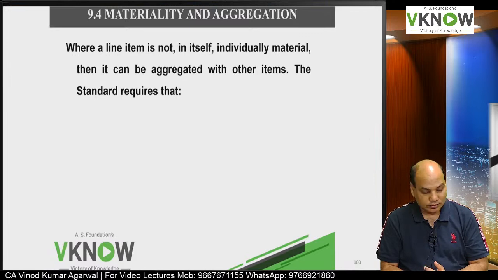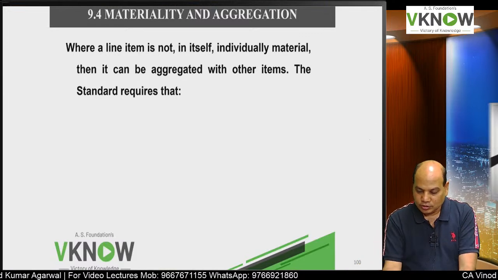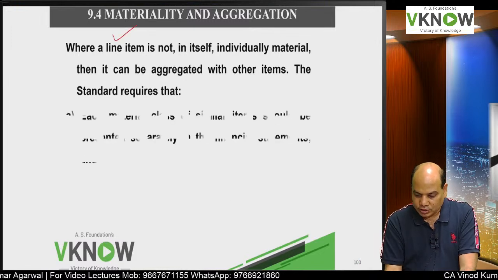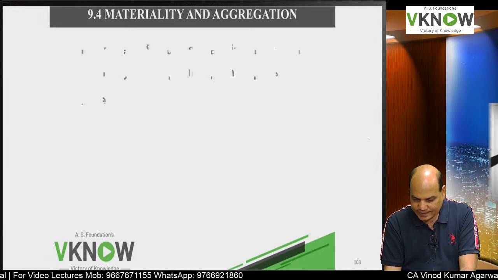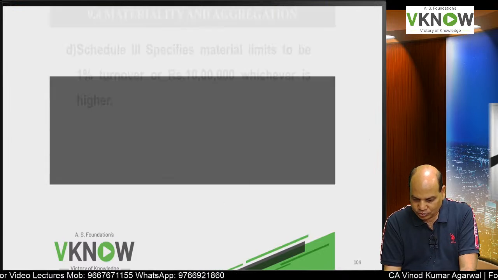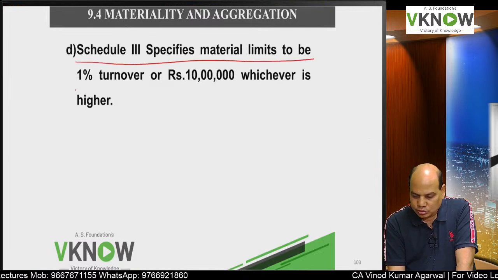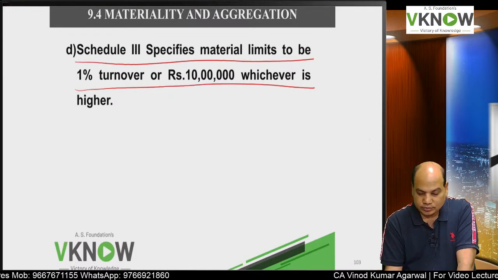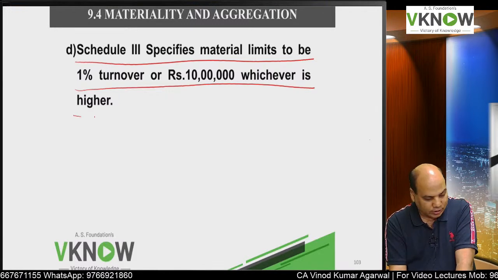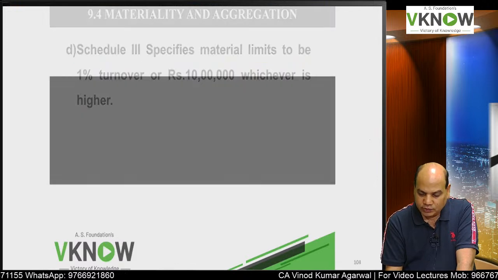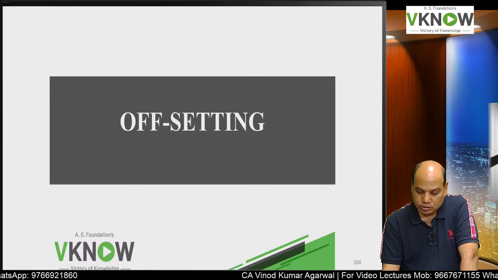Materiality and aggregation. What do you mean by materiality? Already discussed, so I am not going to repeat materiality. Only one line I had not read earlier. Even Schedule 3 gives you a materiality limit, which is 1% of turnover or rupees 10 lakh, whichever is higher. About materiality we have discussed in the starting part. Can we go to the next part?